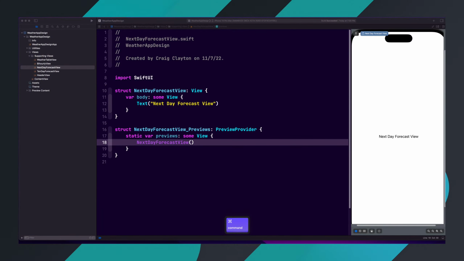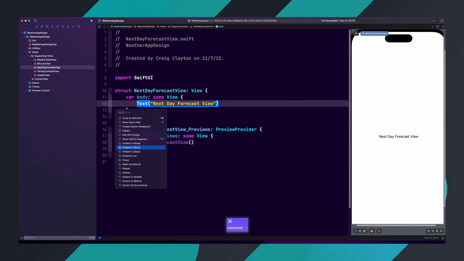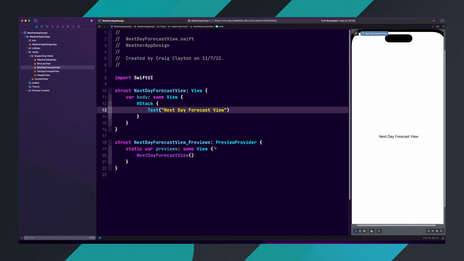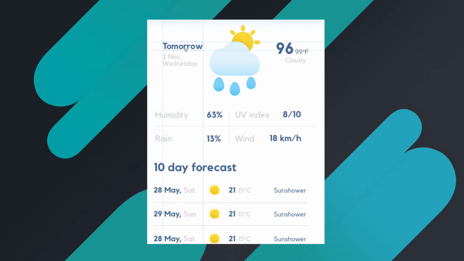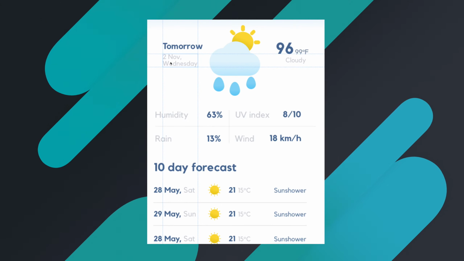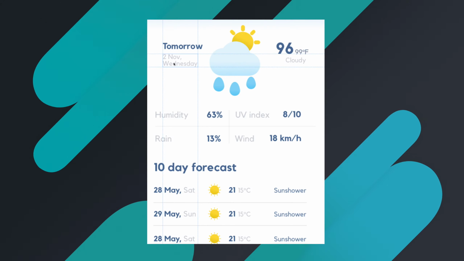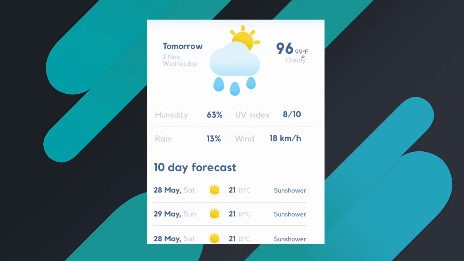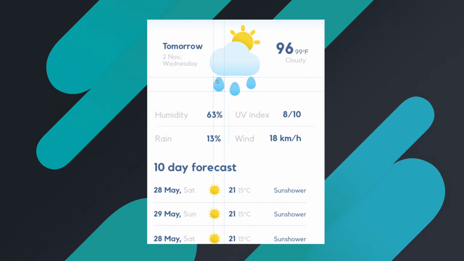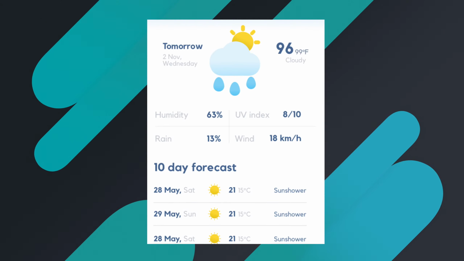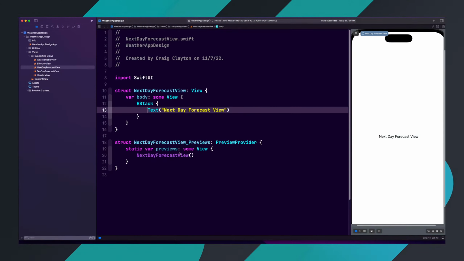And next day forecast is pretty simple. It's just a few views inside of an HStack. So first thing we want to do is take this text and embed it in an HStack. And let's look at the design really quick. So what we're doing is we have this text view here, and this can be 2 more text views there. And then we have the same on this side. So we have a couple of things going on. It's not really complicated with this image in the middle. So let's go back to the screen.